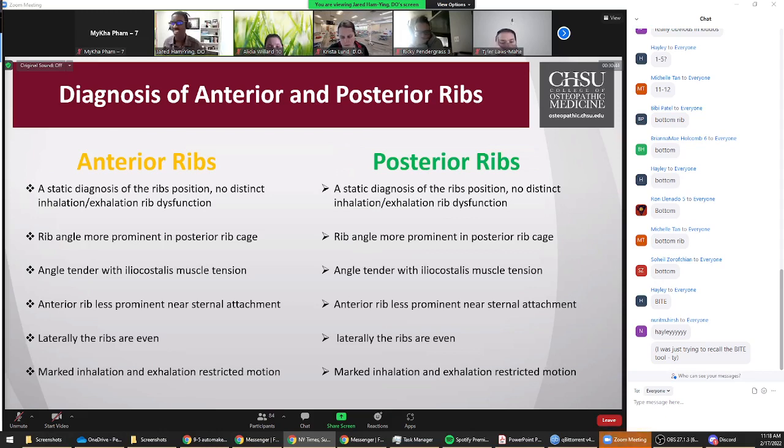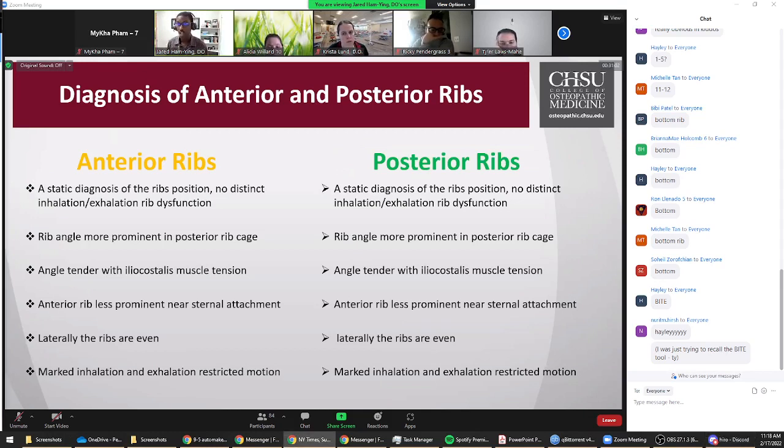Oh, sorry. Yes, so when you're talking about an anterior rib, usually it's going to be diagnosed when you're doing a static diagnosis. So you're running your hands over the rib cage, doing that examination in the front and the back. You notice one rib is a little more forward than the other. It's more prominent. Okay, that's going to be an anterior rib.